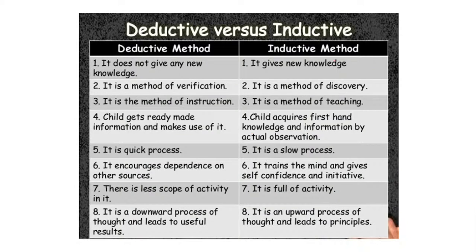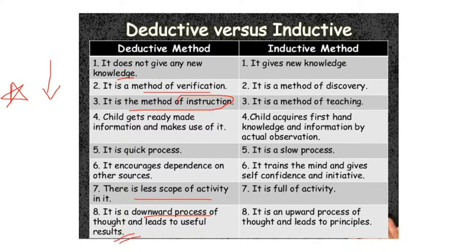So next is the deductive and inductive teaching approach. This slide, I said, is very important, because nowadays there are questions on the deductive and inductive methods in teaching also. When we say deductive, it means deducting; it does not give any new knowledge. It is only a method of verification, in the form of instruction. So the child gets ready-made information and uses it. It is a quick process. It encourages the child to depend on the sources given by the teacher. It has no scope at all for activity. It is actually a top-down approach, a downward process, and it is useful of thoughts and leads to useful results.